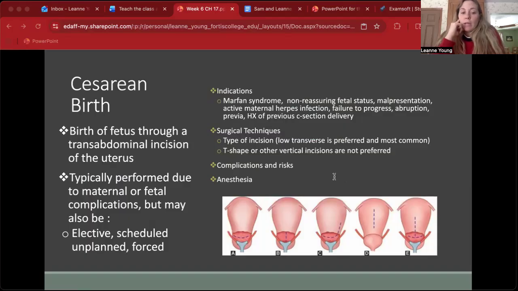So, you need to take that into consideration whenever we're discussing C-section versus vaginal delivery with mom, and let them know that this is something that could happen, and you need to be prepared for that if it does.